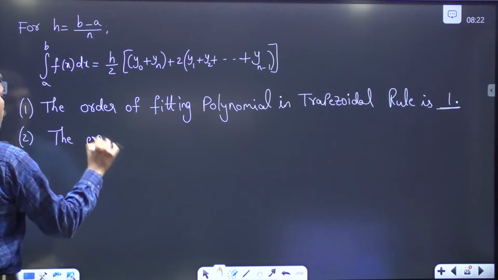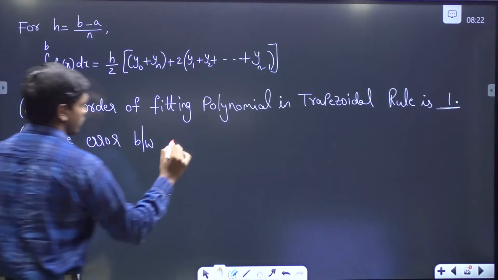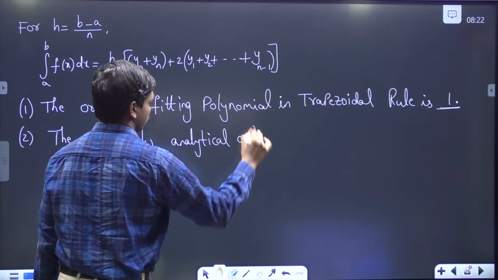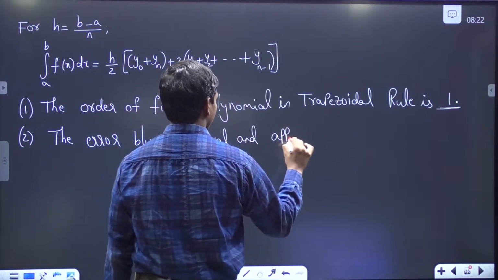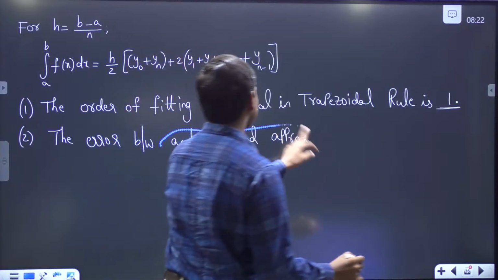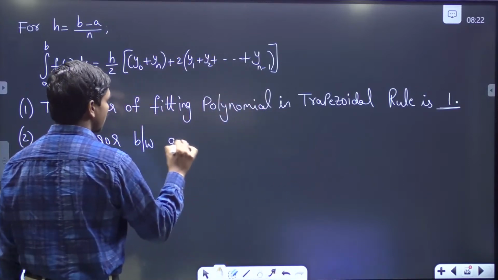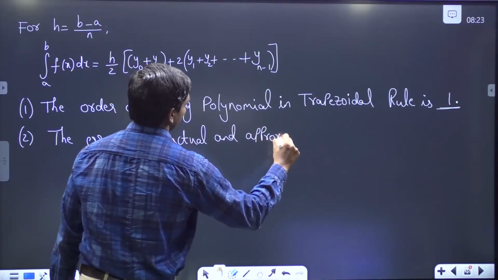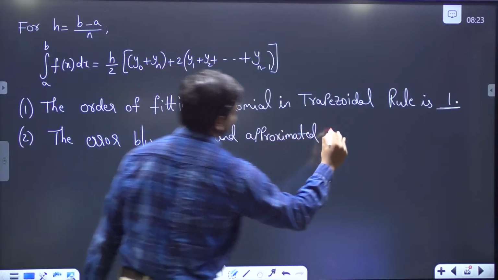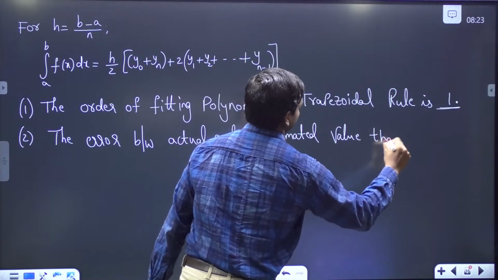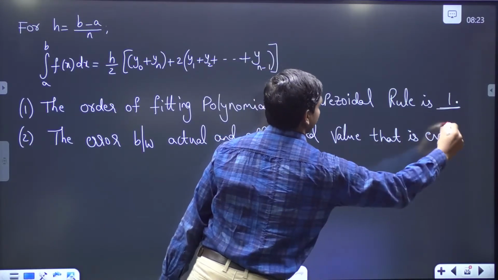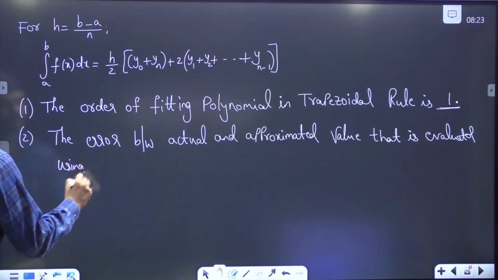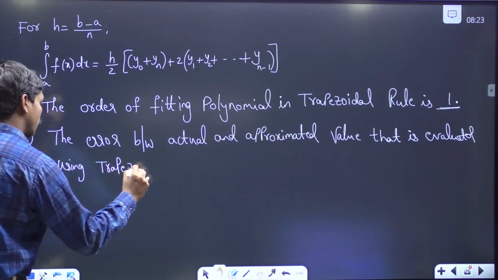The error between the analytical and approximate value. Let us say the error between the actual value and the approximated value, that is evaluated using the trapezoidal rule.